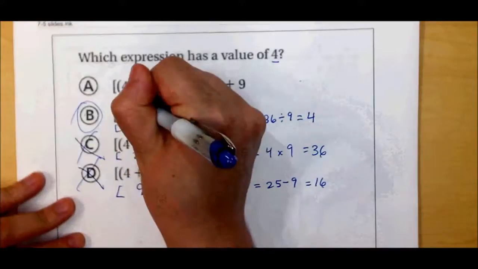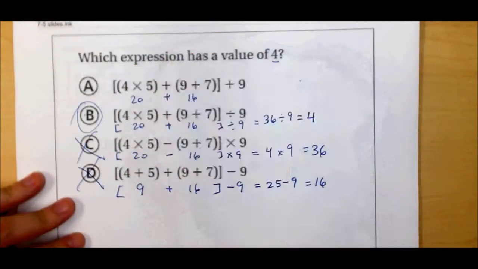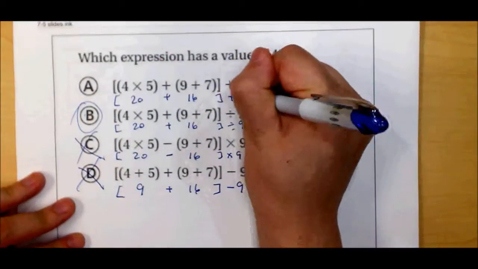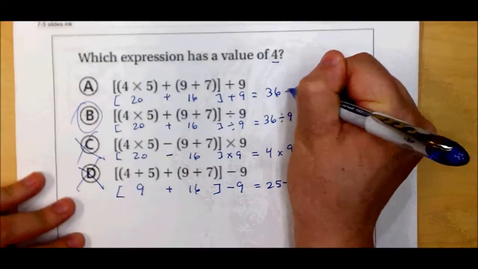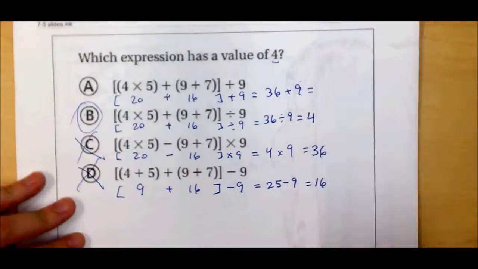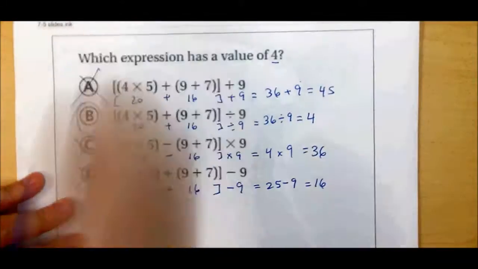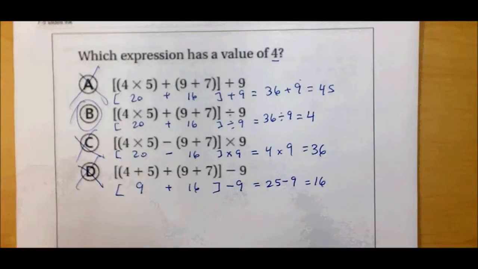4 times 5 is 20. 9 plus 7 is 16. I add those together inside my brackets. I add 9. 20 plus 16 is 36. And I get 36 plus 9. And that gives me 45. And that's how you evaluate expressions with brackets.